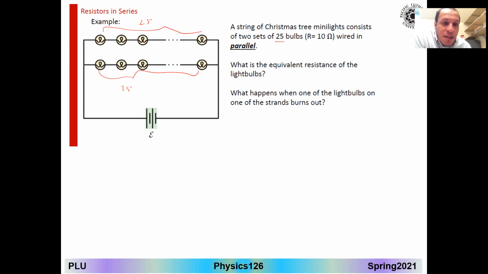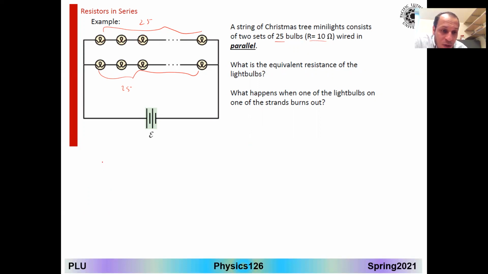Basically what that means is I have bulb after bulb after bulb, connected in series, and the resistance of each bulb is 10 ohms. So what do we have? We have 25 series connections. The equivalent resistor for this branch will be 10 times 25, which is 250 ohms, and this is the same for the lower branch.